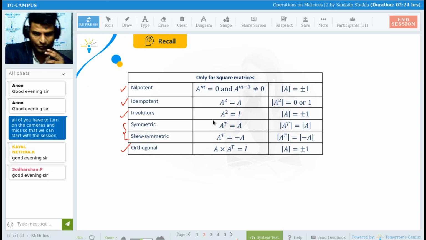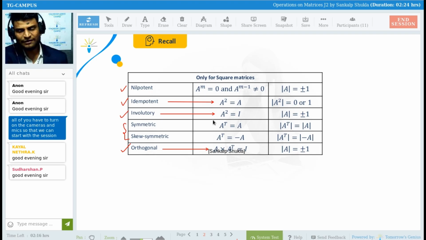Okay. So these are the types of matrices. What you have to take note of are these conditions. In front of every matrix, there's a properly designated condition written for that. Suppose you're talking about the idempotent matrix. So yes, A square is equal to A. Involutory, A square is equal to I. And symmetric and skew symmetric, we'll have a discussion on that. Orthogonal, A into A transpose must be equal to I. So these are the conditions.